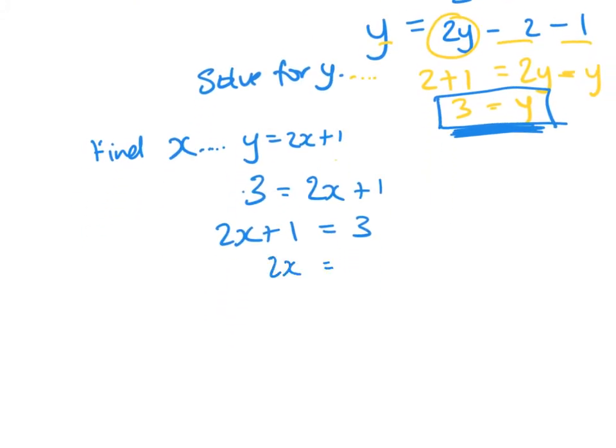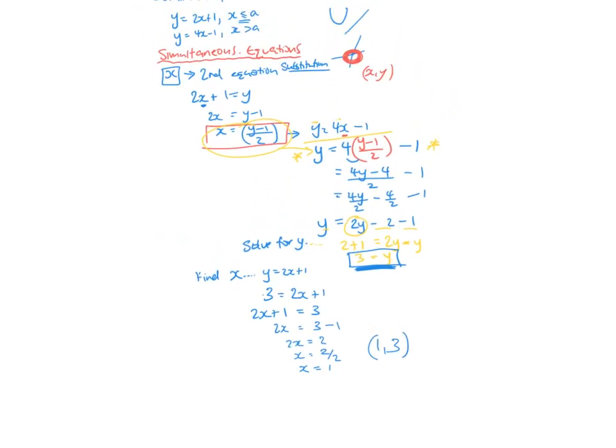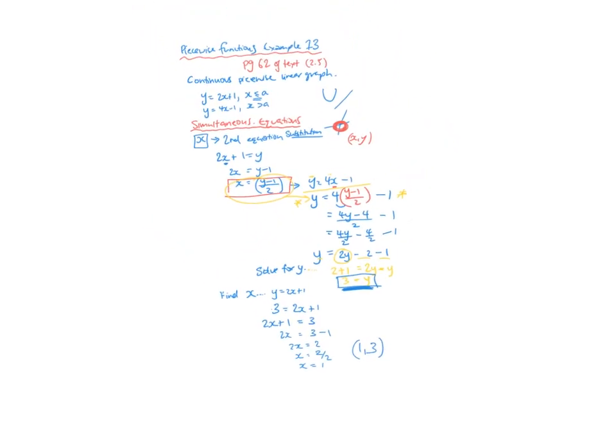So 2x is equal to 3 minus 1, which is 2. And x is therefore equal to 2 over 2, which is 1. So now I have my points 1 and 3. That was quite a lot of steps to do the simultaneous equations, and it takes you back probably to last year.